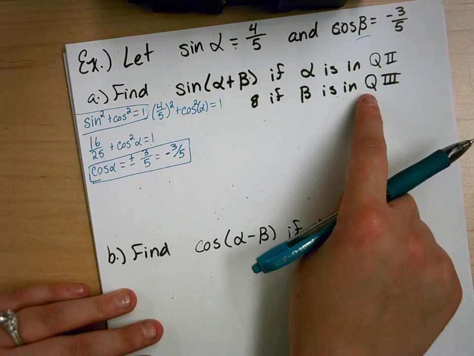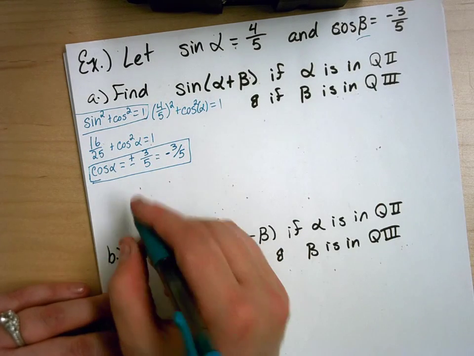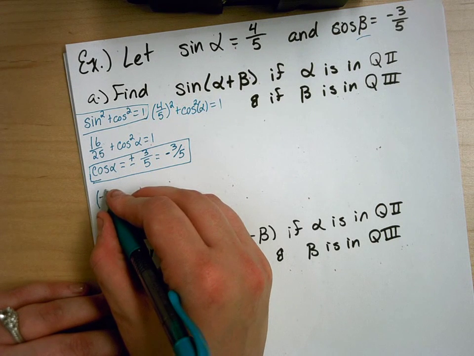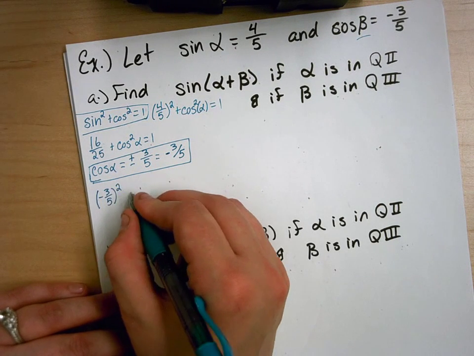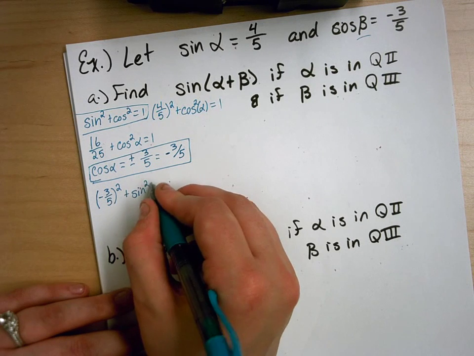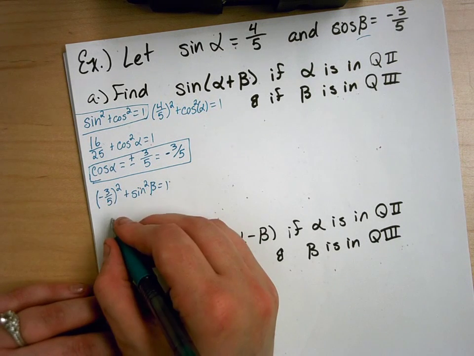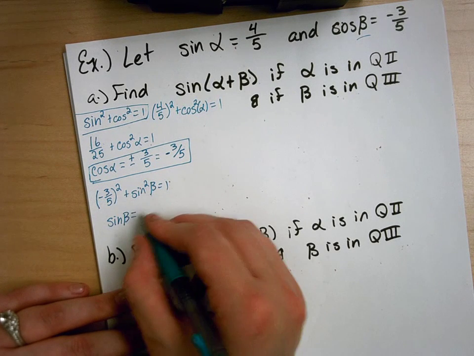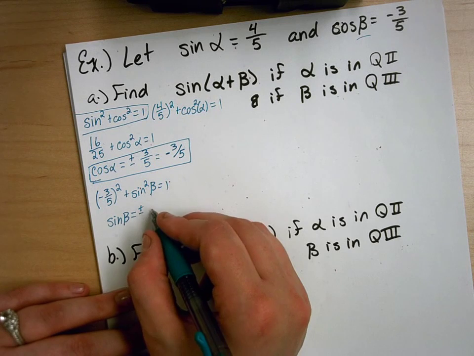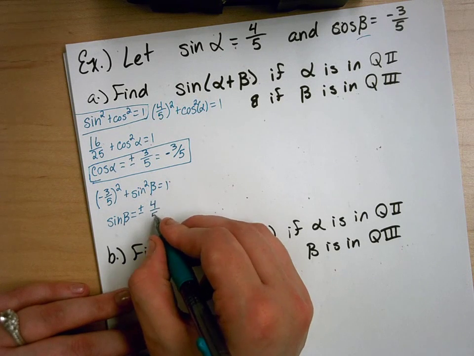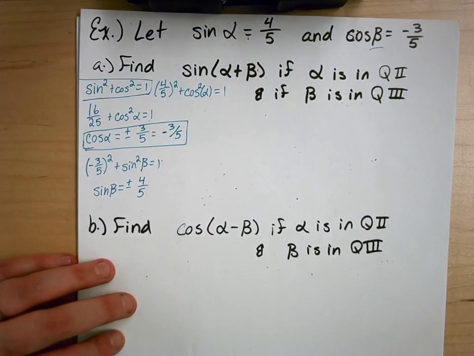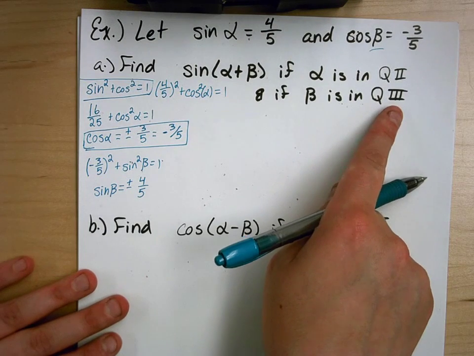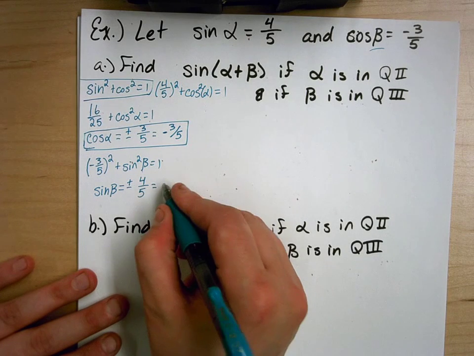Now let's solve for sine of beta. So we're going to do the same thing. We're going to have that -3/5 squared plus sine squared of beta equals 1. Then when we solve for sine of beta like we have been before, we're going to get that sine of beta is either going to equal plus or minus 4/5. Okay. Now, because beta is in quadrant 3, right, I'm going to get that sine is going to equal -4/5.